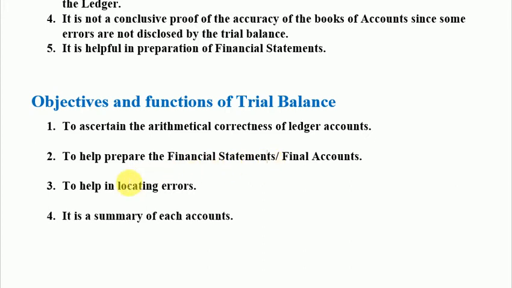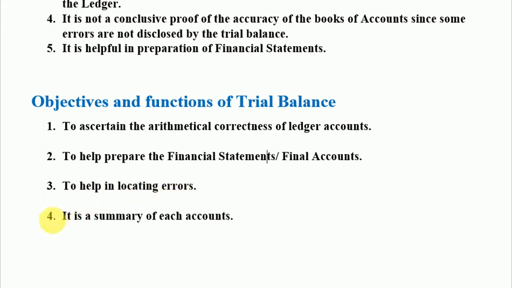Then trial balance helps us in locating errors. There is a chapter coming up known as rectification of errors. After the half yearly examination, we are going to do that chapter. So we will see that trial balance is a help in locating errors and then rectifying them. Before we rectify anything, locating the error is more important, which will be helpful with trial balance.